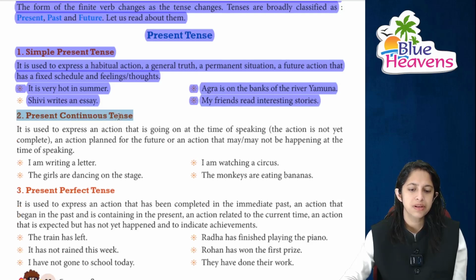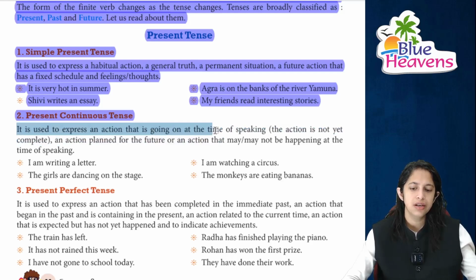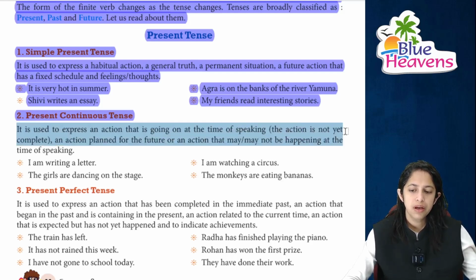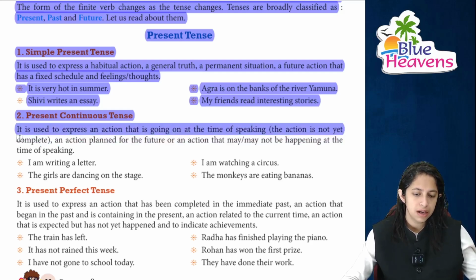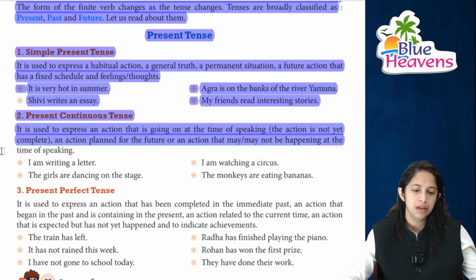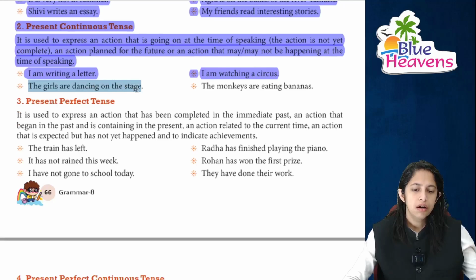Moving on to the next is present continuous, means action जो है वो continue है. It is used to express an action that is going on at the time of speaking. The action is not yet completed. Yes, an action planned for the future, or you can say an action may or may not be happening at the time of speaking, right? जैसे कि I am writing a letter, I am watching a circus, right? अभी हो रहा है. Girls are performing on the stage, or you can say they are dancing on the stage. The monkeys are eating bananas.